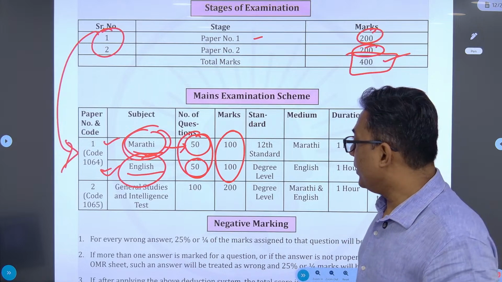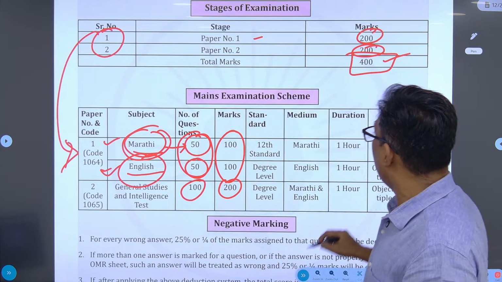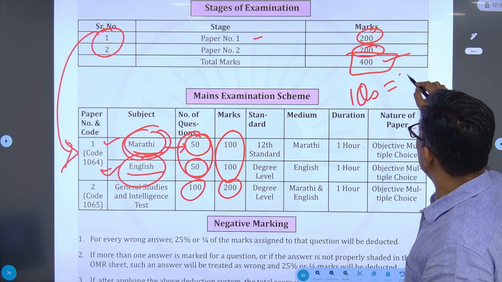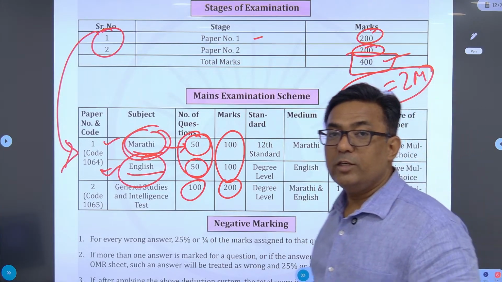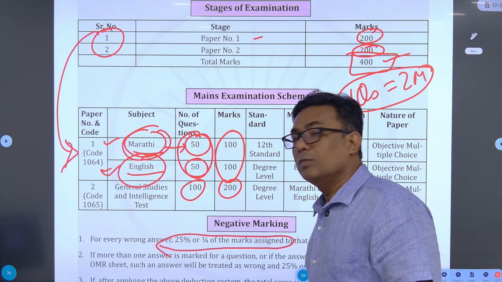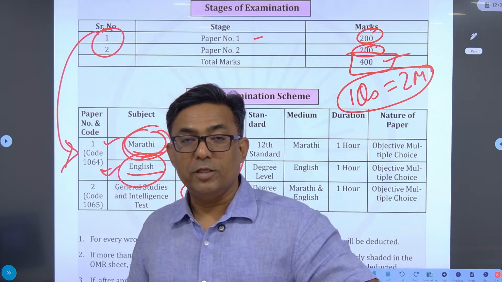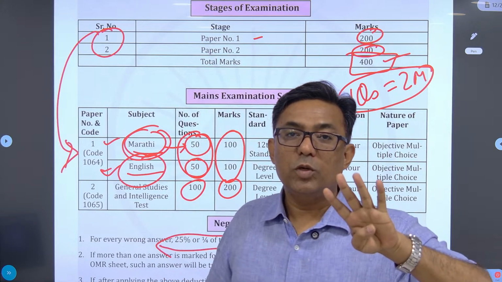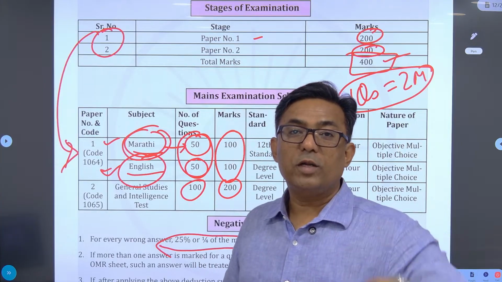The second paper again has 100 questions, 200 marks. So over here one question carries 2 marks. So in mains be careful. If one question carries 2 marks, it means there is a negative of 1/4. Over here, if 4 questions go wrong, 2 marks would be deducted. In prelims, if 4 questions went wrong, only one mark was deducted. Here if 4 questions are wrong, 2 marks will be deducted.